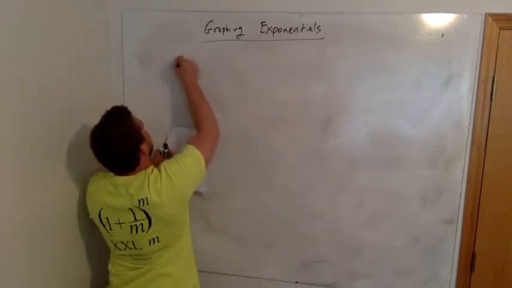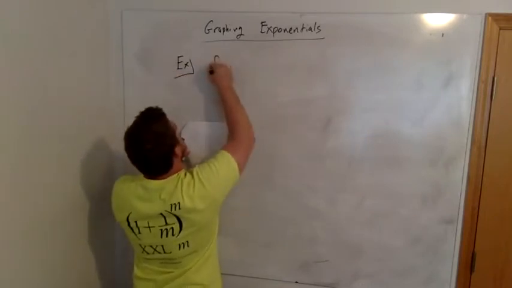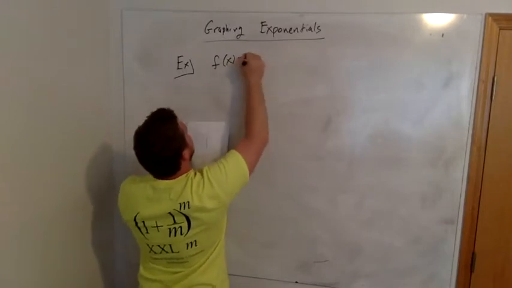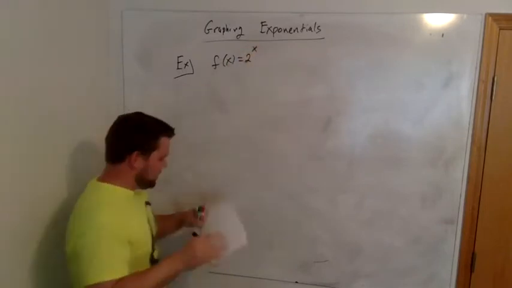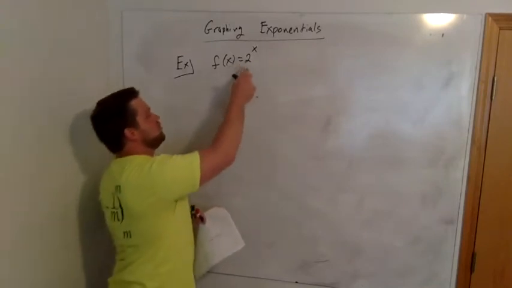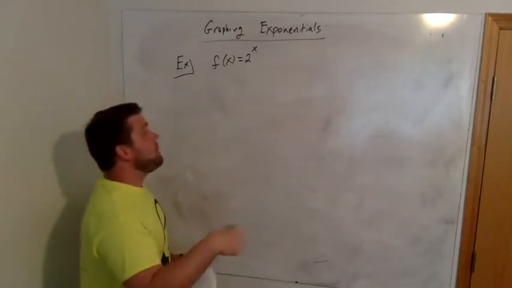So the first one we're going to graph is f of x, which is equal to, how about, 2 to the x. Okay. Let's graph another function. So here I have a base of 2. I have a base bigger than 1. So repeatedly multiplying 2 by itself.